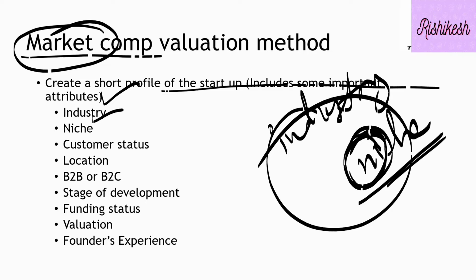Customer status means, do you have paying customers? If you have paying customers, what is the number of paying customers you have? So all this information will come inside customer status. Location: where is your startup located, or to be very accurate, where is the head office of your startup located? Where are the main operations actually located for your startup?